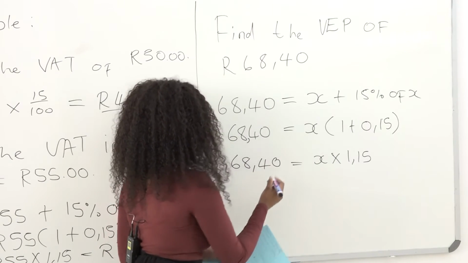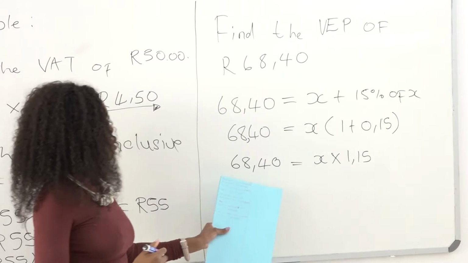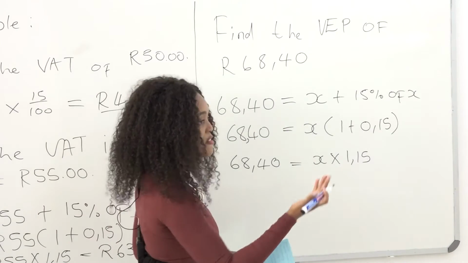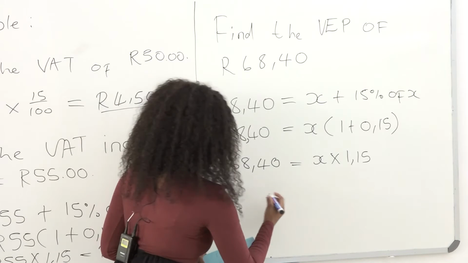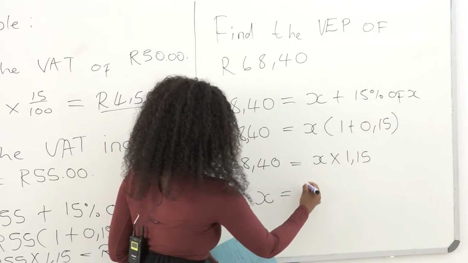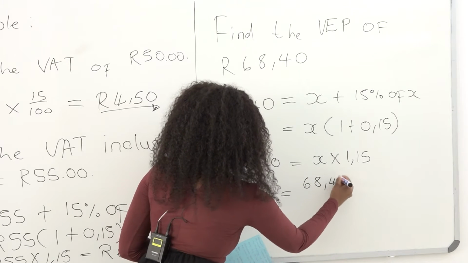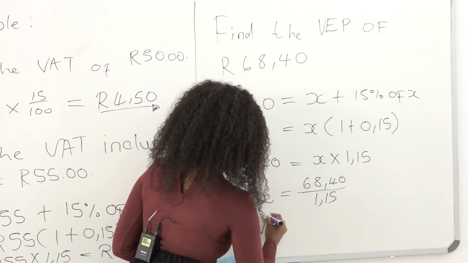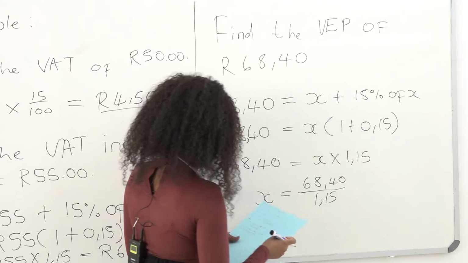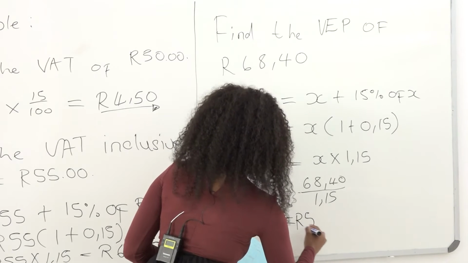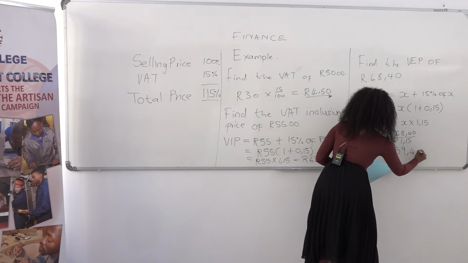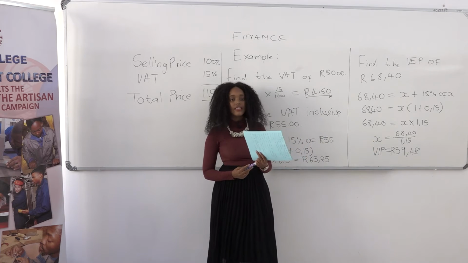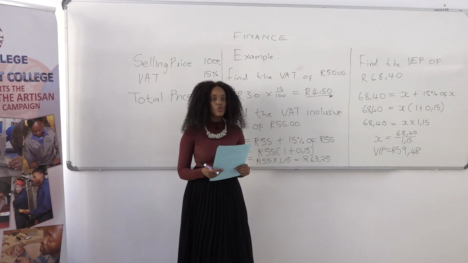And like I said, we already have the VAT inclusive price. So now that we are looking for the VAT exclusive price, we divide instead of multiply. So our X will be equivalent to 68.4840 divided by 1.15. So our VAT exclusive price will be equivalent to 59 rand 48 cents. And that is how we calculate the VAT inclusive price and the VAT exclusive price.